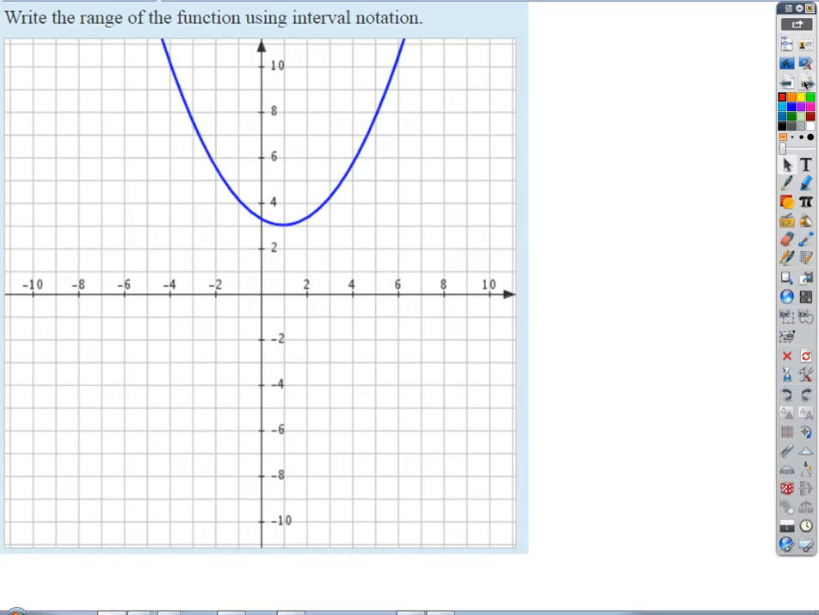What's that one going to be? What's the range of that one going to be using interval notation? So we've got our comma. Is there a lower limit this time? 3. Do we include 3? We do, right? It actually takes a value of 3 at the bottom, right? So that means this time I do put a bracket on the right.